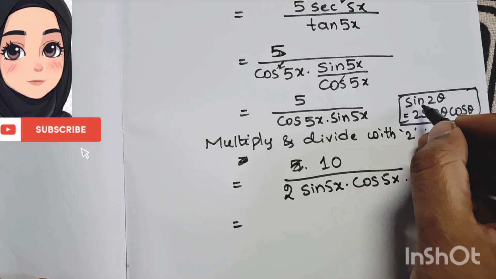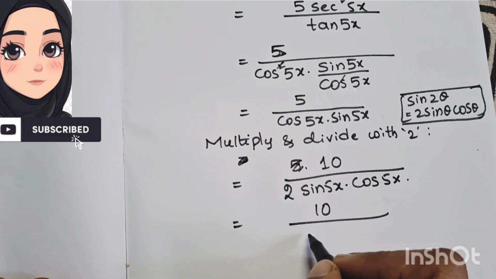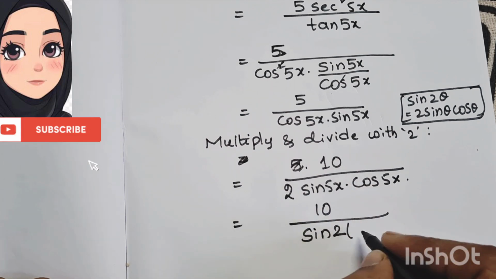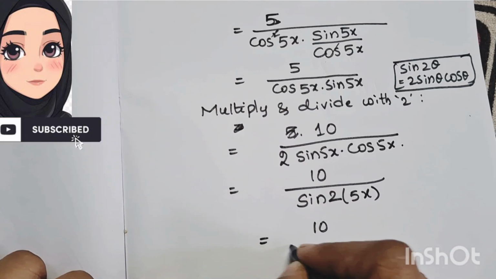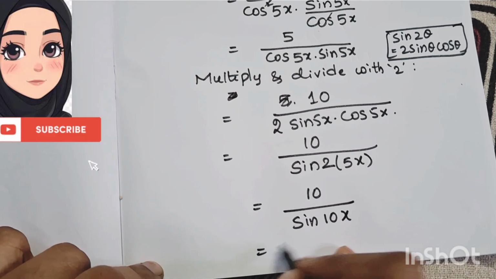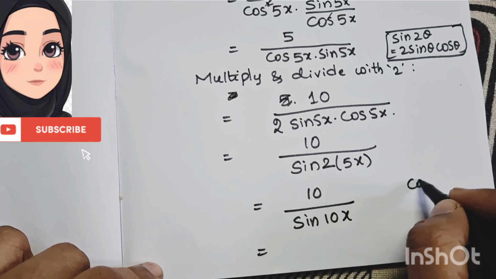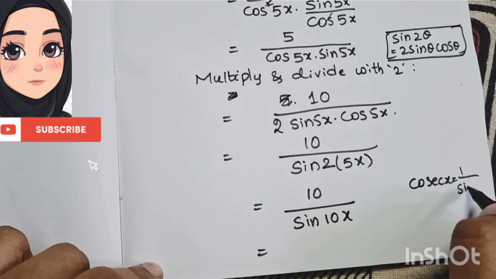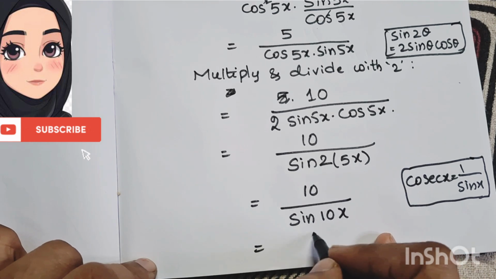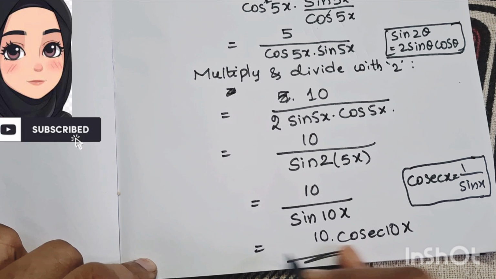Now we can write it in short form using the formula sin 2 theta, that is sin of 2 into theta, where theta is 5x. So 2 into theta means 10x, that is 10 by sin 10x. This 10 by sin 10x can be written as 10 cosec 10x, since cosec x is equal to 1 by sin x. Please learn formulas before going to problems. Now 10 cosec 10x is the solution for this question.